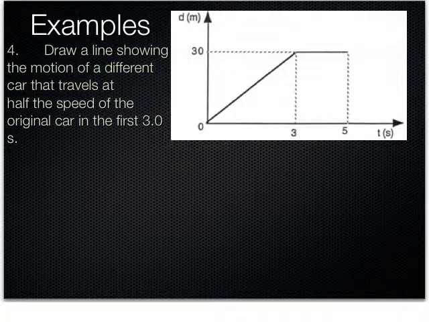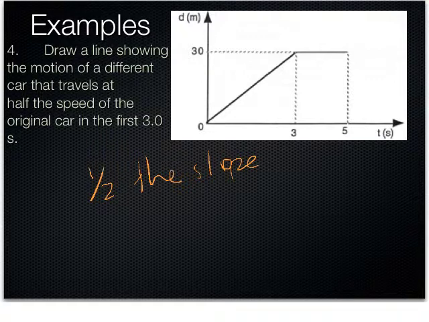Draw a line showing the motion of a different car that travels at half the speed of the original car in the first 3 seconds. So if you're going half the speed, you're going to have half the slope. Okay? In other words, your rise in the same time will be half the rise. So in other words, we're only going to get to 15 meters in that first 3 seconds.